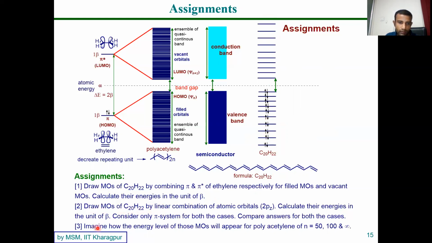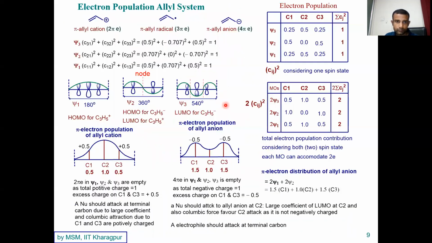And now imagine how the energy levels of those molecular orbitals will look. What will the energy levels look like when you take n equal to 50, here n equal to 20? If you take n equal to 50, how will it be, and n equal to 100, and n equal to 1000, how will they be spaced, and when n equal to infinity, how will it be? This is a very important understanding for semiconductors or semiconducting materials. So this is your assignment.